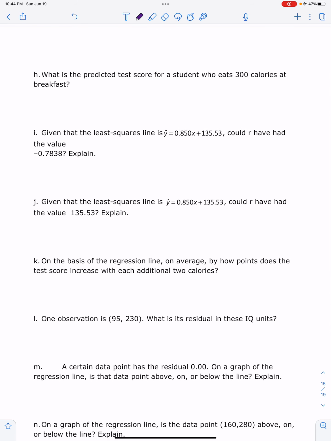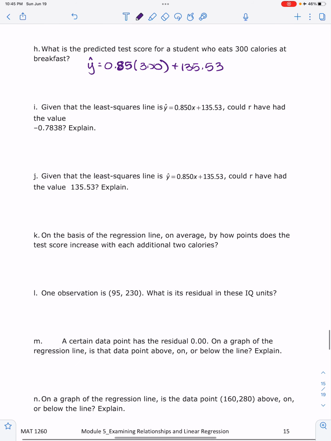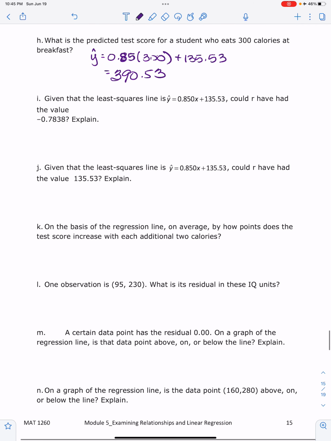H, the predicted test score for a student who eats 300 calories. So we are using our equation. We got a 0.85. Our input here, those 300 calories. Remember, we always multiply first. So the 0.85 times 300 happens first. And then we add that 135.53, and we get a 390.53. So we would expect a 390. Our predicted test score is a 390.